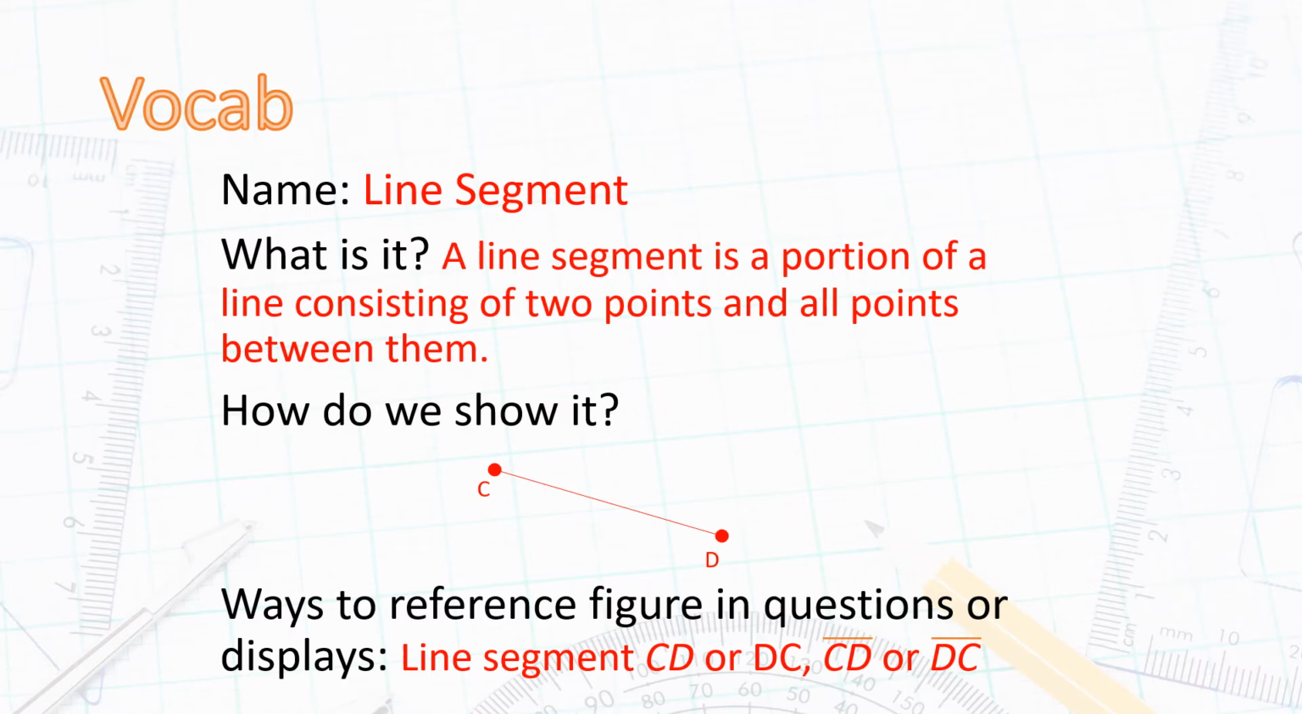And hopefully you noticed in the last one, the letters had an arrow bar across the top, so a bar with arrows on either end.